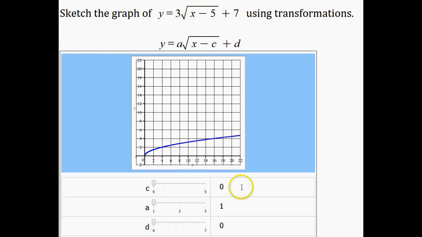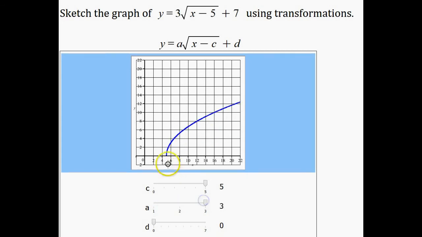Let's see what happens as we vary the parameters. Again, starting on the inside, we're going to move the graph right 5 units. Varying a from 1 to 3 has the effect of vertically stretching the graph. So all the points are going to be pulled away from the x-axis unless you're on the x-axis.